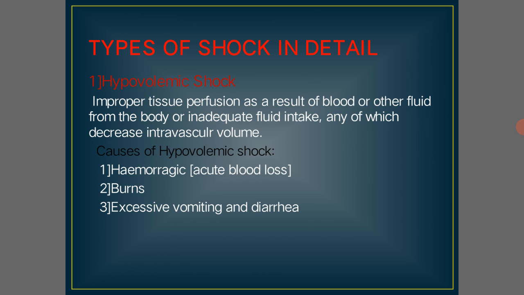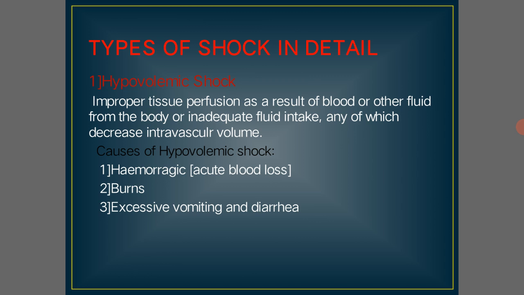Now we will see types of shock in detail. First type of shock is hypovolemic shock. Improper tissue perfusion as a result of loss of blood or other fluids from the body or inadequate fluid intake, any of which decrease intravascular volume. Causes of hypovolemic shock.